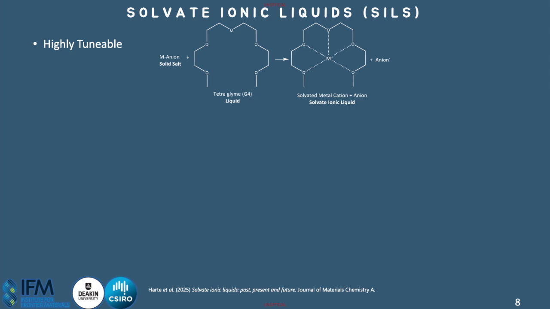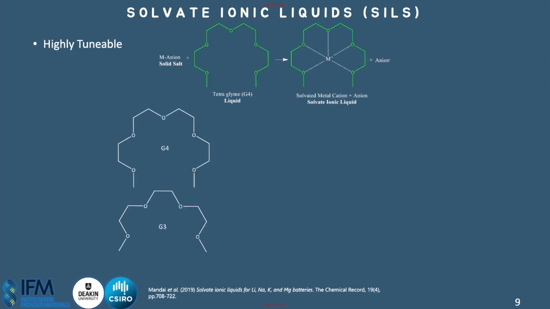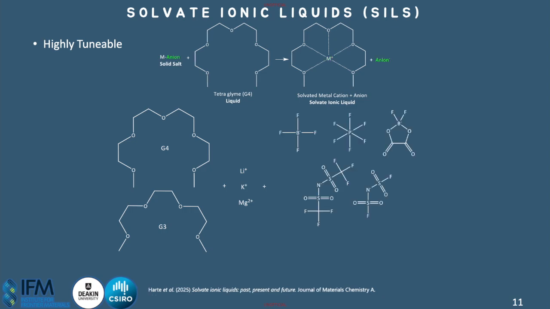Solvate ionic liquids are highly tunable. You can switch out the ether ligands in these systems, you can switch out the metal cations, and in particular if you move to higher charge or larger cations than lithium, you change the melting point of these systems and make them more of a molten salt when you're looking at something like magnesium, whereas it's more a liquid with the lithium. And you can change out the anions in these systems. So we've got BF4, PF6, DFOB in the top right, TFSI and FSI here.